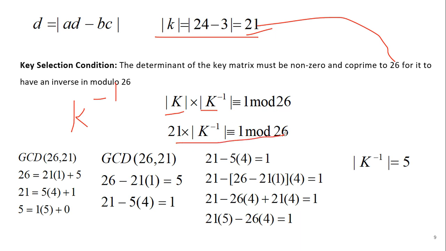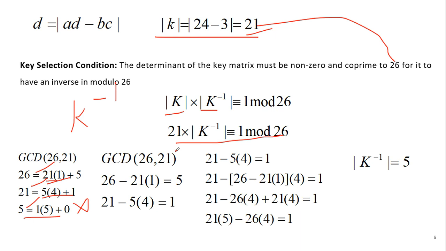Now this problem we solve with the extended Euclidean algorithm. Then GCD of 26 and 21: 26 is equal to 21 into 1 plus 5. 21 will come here, 21 is equal to, and 5 will come here: 5 4s are 20 plus 1. Then 5 will come here and 1 will come here. So 1 into 5 plus 0. So in extended Euclidean algorithm we never take this last step. So here 26 minus 21 we arrange, then 21 minus 5 into 4 equals 1 we arrange.